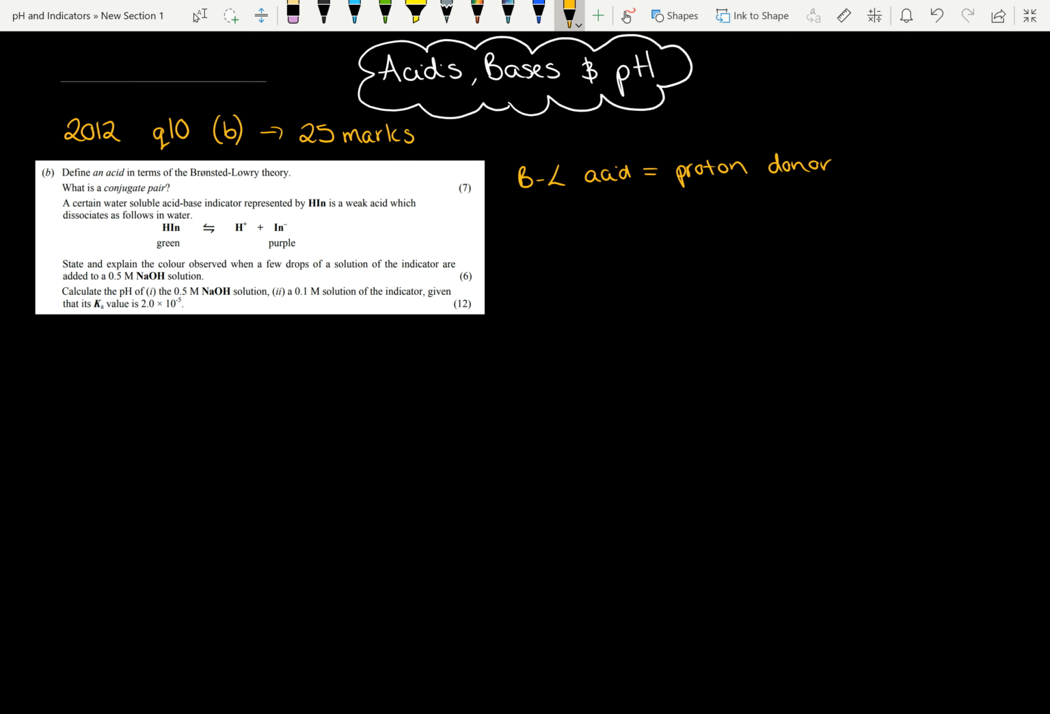The second question is, what is a conjugate pair? Okay, so a conjugate pair consists of two substances that differ by a H+, or a proton.